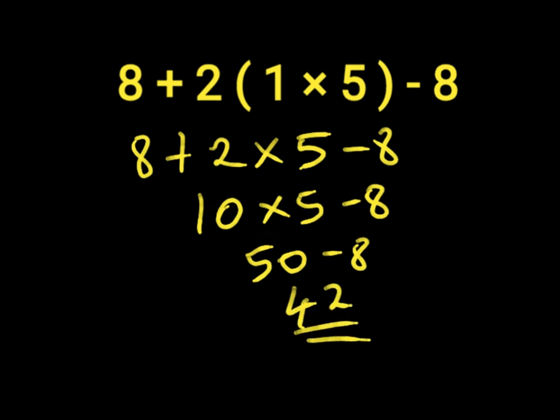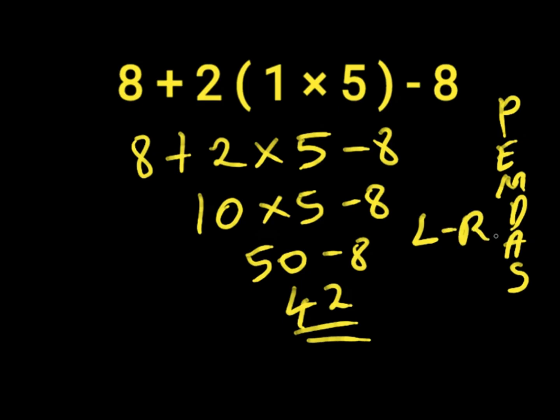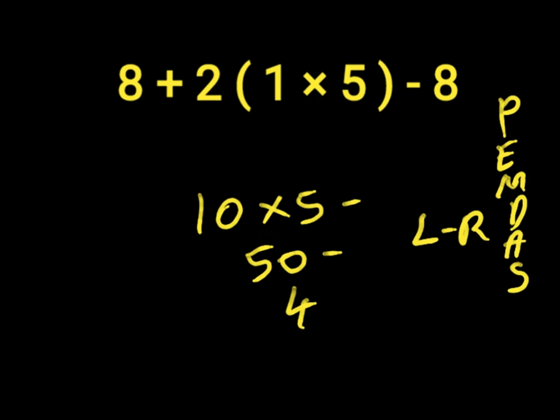So 42 is the wrong answer to this expression because we did not follow the order of operations, which is PEMDAS. In PEMDAS, we have parentheses, exponent, multiplication, division, addition, and subtraction. Multiplication and division have equal priorities, as do addition and subtraction, working from your left to your right in order to arrive at the correct answer. Let's dive into the right answer to this expression.